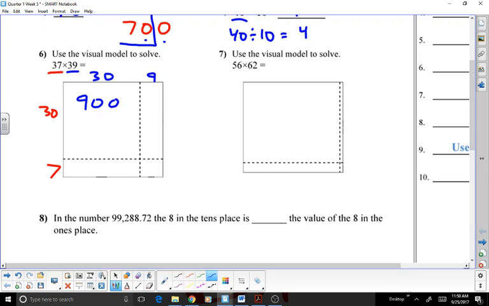How about 7 times 30? What would we do here, Jacob? 7 times 30. 7 times 3. Good. 7 times 3, which gives us 21, and then what? Add 0. Nice job.